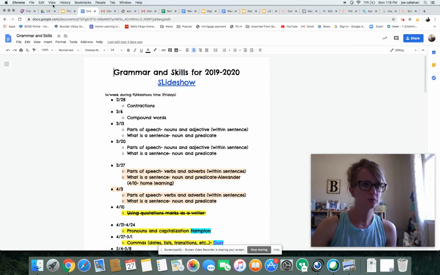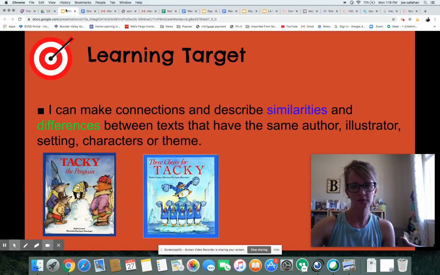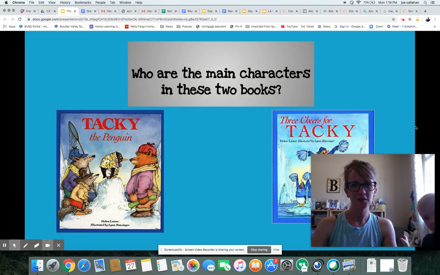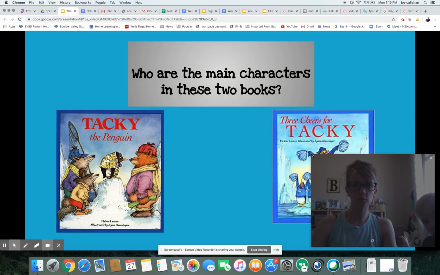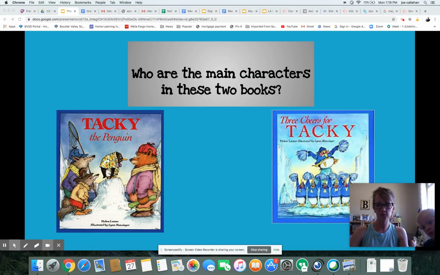All right, readers. Did you enjoy that? Tacky sure is a funny guy. So who are the main characters, or the main character, in both of these books that we've read? That's right, Tacky is the main character. Do you agree, Cody? Yeah. And then some of his friends, his penguin friends, are some of the other characters.